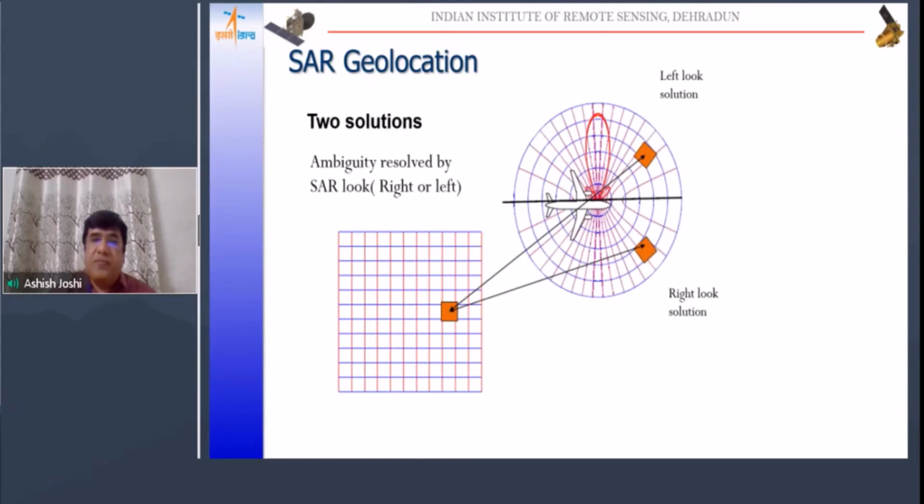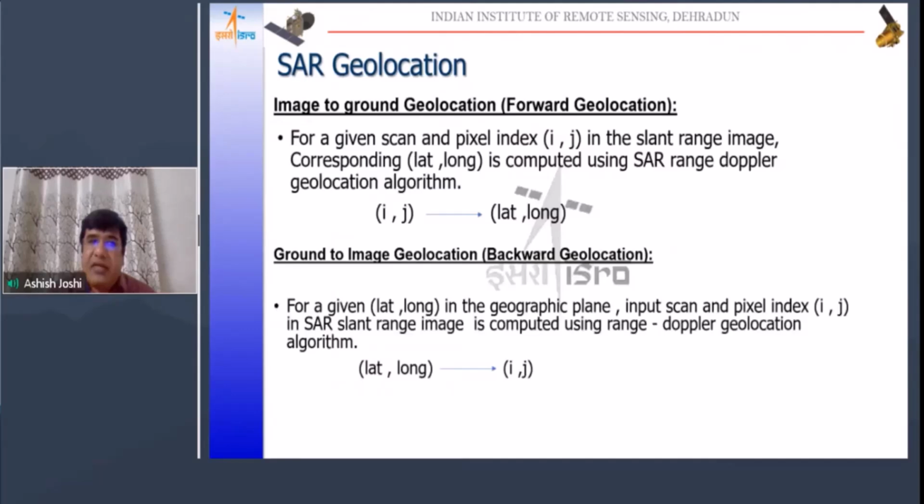Okay, so basically there are two types of SAR geolocation. One is called image to ground geolocation, and the second is called ground to image geolocation. So what is image to ground geolocation?